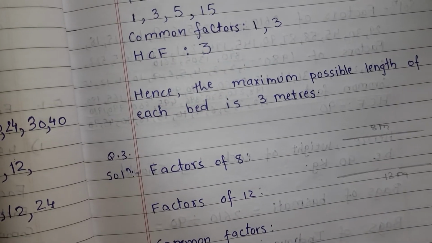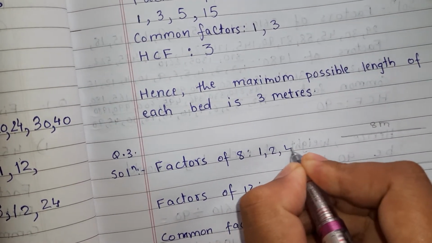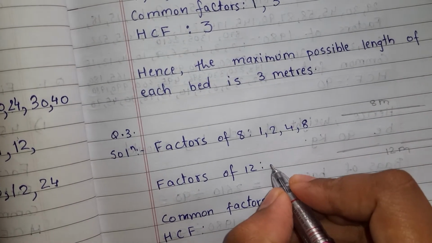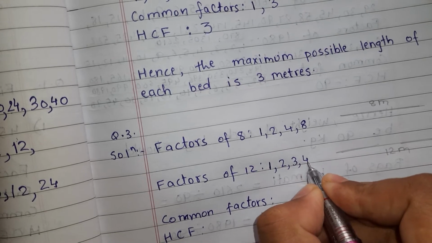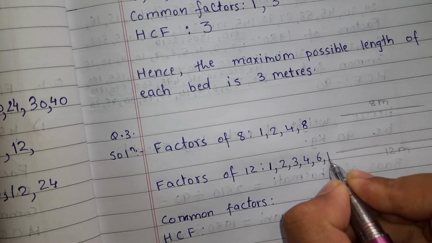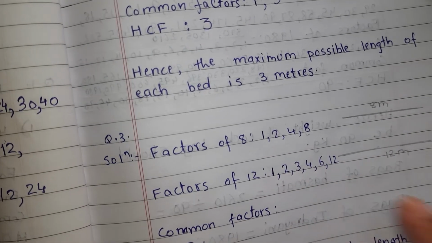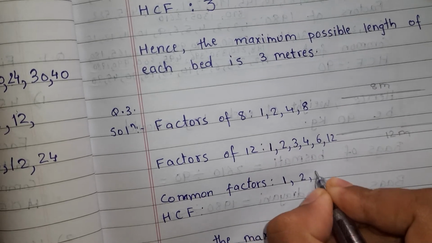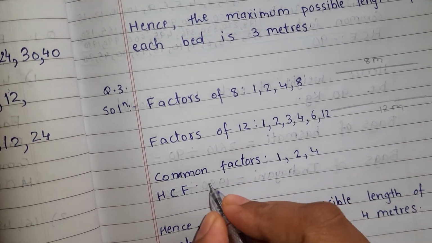So what are the factors of 8? 1, 2, 4 and 8. 4 2s are 8 and 1 8s are 8. And factors of 12, 1, 2, 3, 4, 6, 12. 1 12s are 12, 2 6s are 12 and 3 4s are 12. So what are the common factors? 1, 2 and 4. So which is the highest of the common factors?